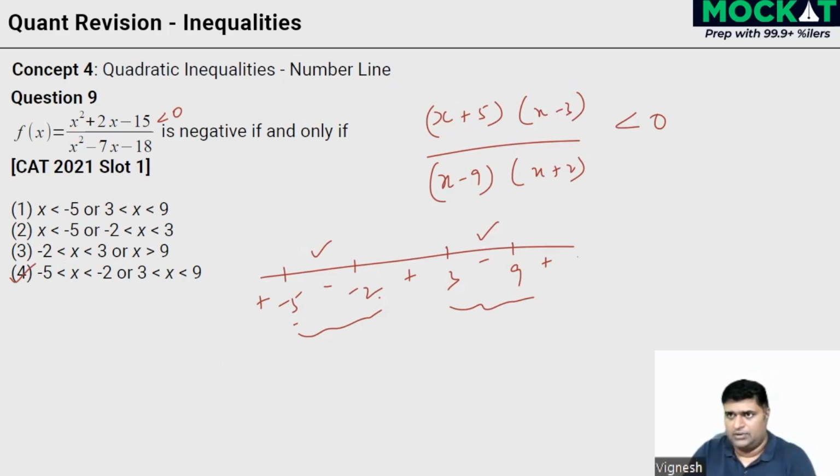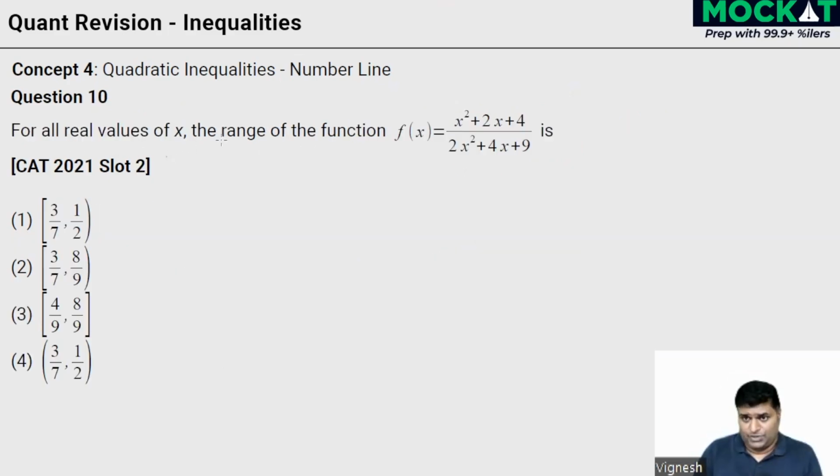Okay, moving to the next question over here. For all real values of x, the range of the function f of x equals x squared plus 2x plus 4 divided by 2x squared plus 4x plus 9. But here what we are asked to find is the range, right? 3 by 7s, the 4 by 9 and a lot of 3 by 7s and half, 8 by 9 and all of that, right? If you look at 1 and 4, the values are the same, it's just the bracket, right?